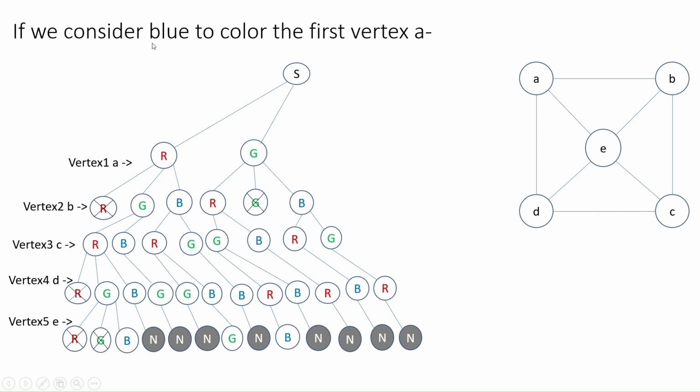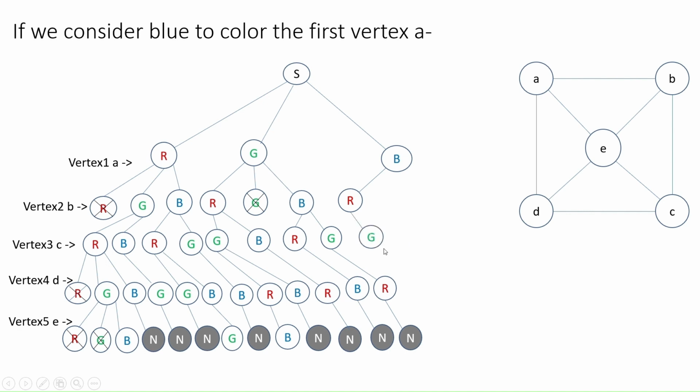If we consider blue to color the first vertex A, this is the state-space solution that we have done before. That is by considering the first vertex with red in one case and by considering the first vertex with green in another case. Now in this case we are going to color the first vertex with blue. If it is colored with blue, now we are able to color the second vertex with red. If the second vertex is colored with red, it is not possible to color the third vertex again with red, right? So we are going to green now.